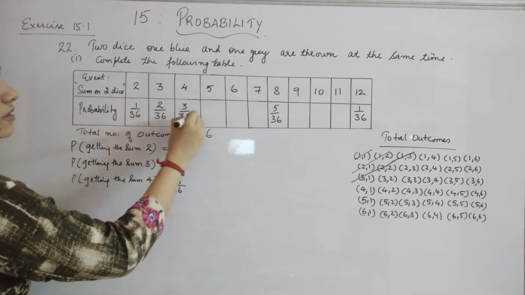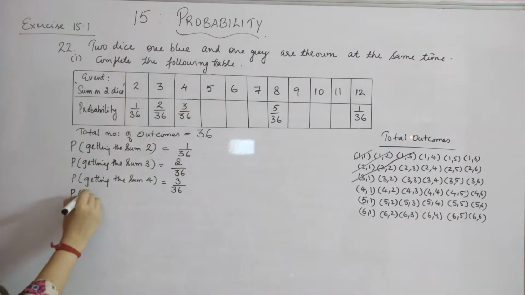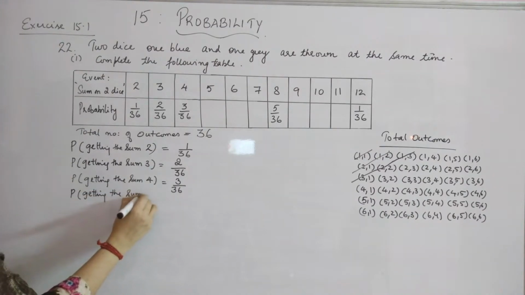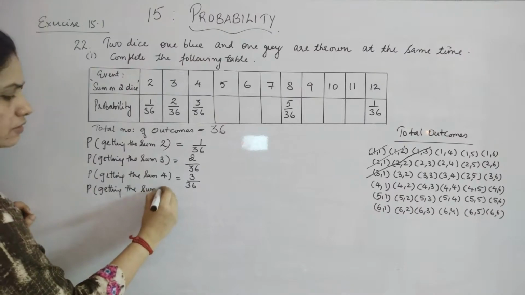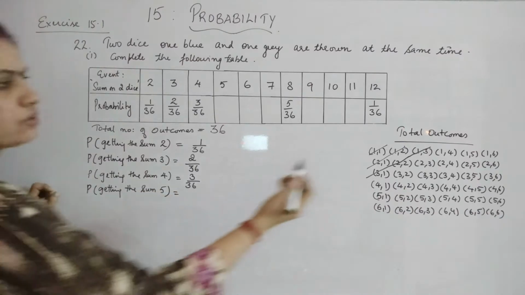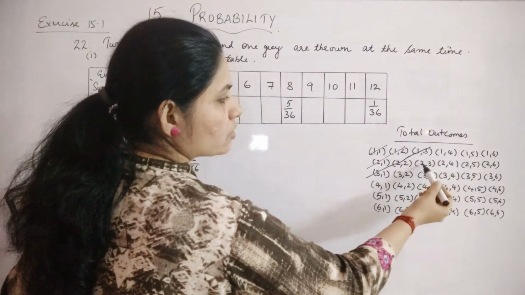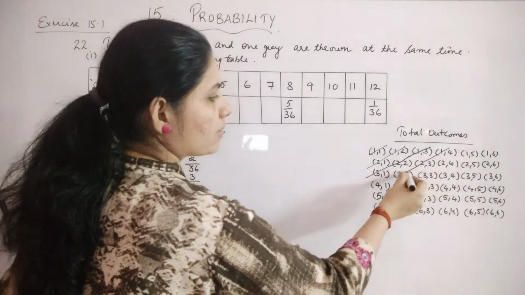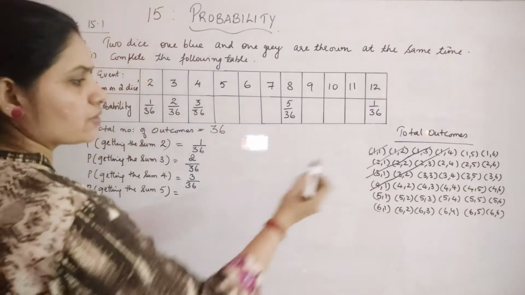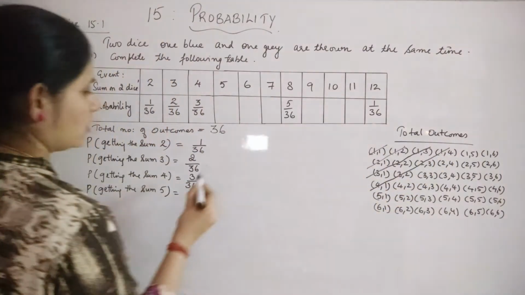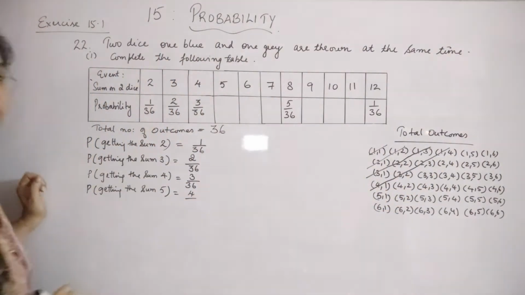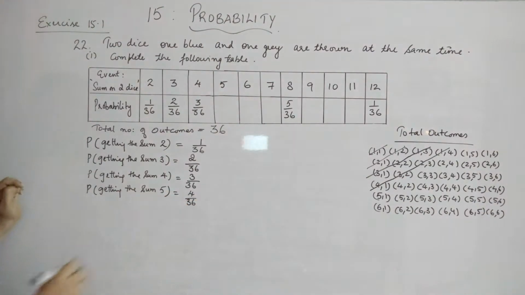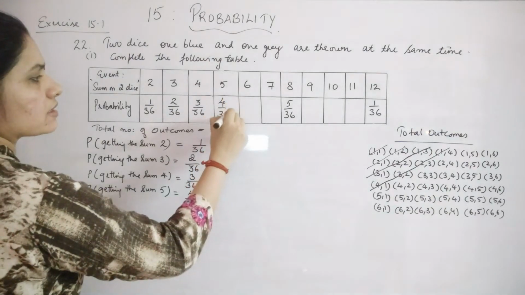3 by 36. Next is the probability of getting the sum as 5, which is equal to, here you have 1, 4, 2, 3, 3, 2 and 4, 1, all will give you the sum as 5. So you have 1, 2, 3, 4, 4 favorable outcomes and the total outcomes, which is 36. So it is 4 by 36.